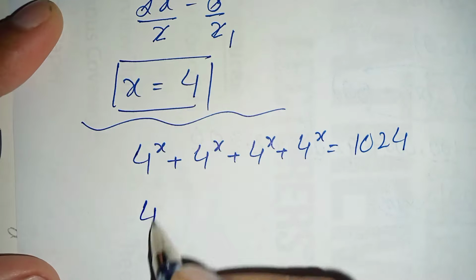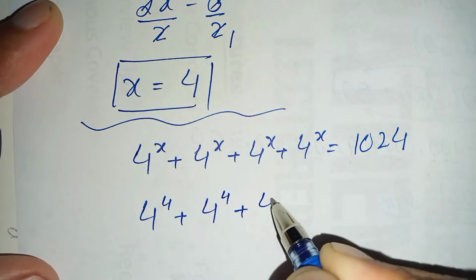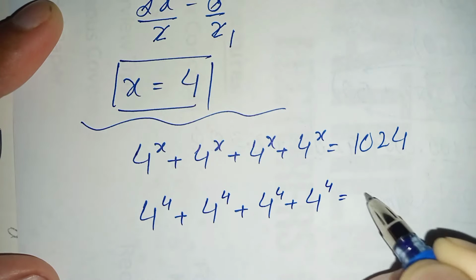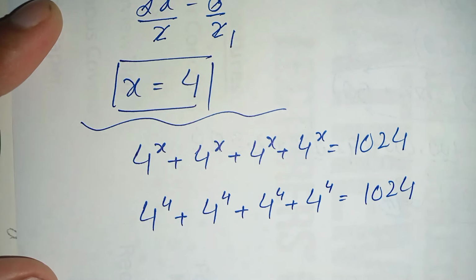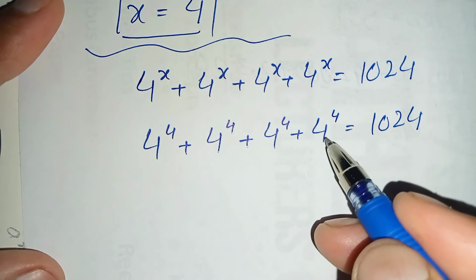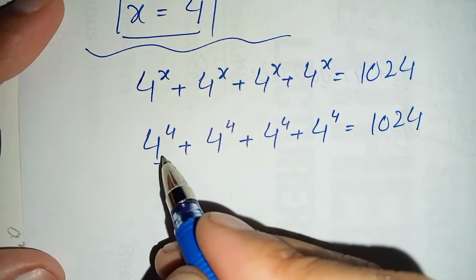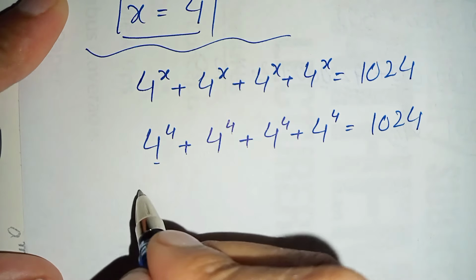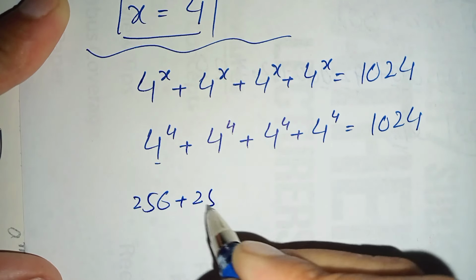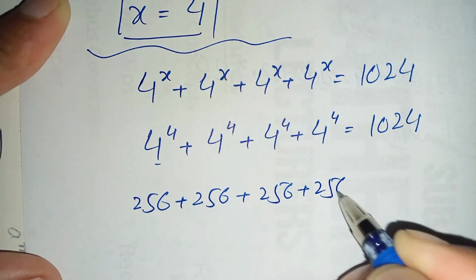So this will become 4^4 + 4^4 + 4^4 + 4^4 = 1024. Now here we can take 4^4 common from all the terms, but we can also change 4^4 to its value, that is 256. So here we will change 4^4 to its value, which is 256. So this will become 256 plus, we will write 256 4 times, 256 = 1024.